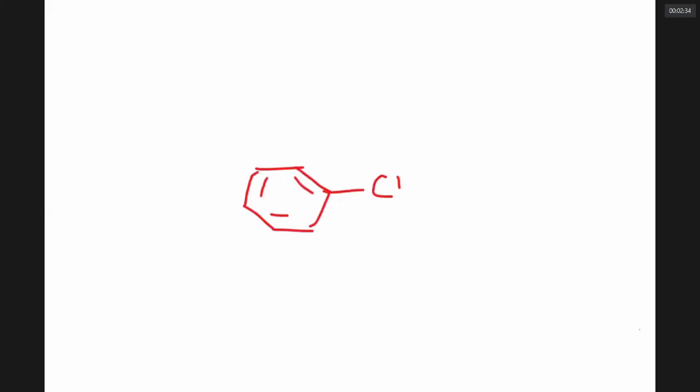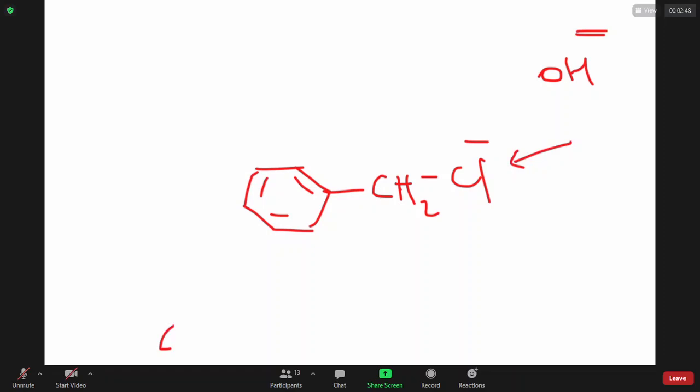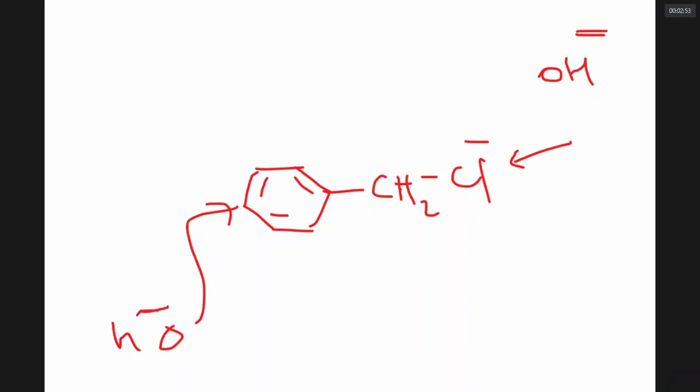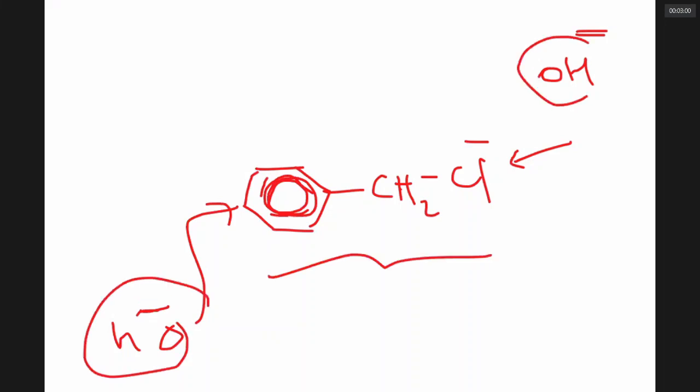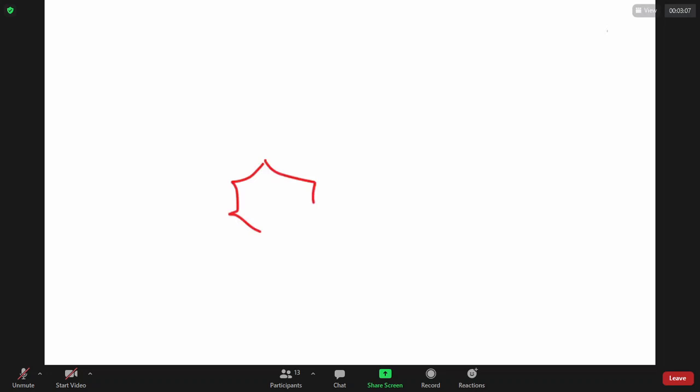You know that in benzyl chloride, if you want to react it with a nucleophile like OH minus, the OH minus cannot come from the front side because the Cl minus gets repelled. Now the OH minus cannot come even from the back side because the negative charge and the electron cloud of benzene repel. So there is no possibility for the incoming nucleophile to attack either front side or back side. Therefore, the benzyl chloride first should dissociate.